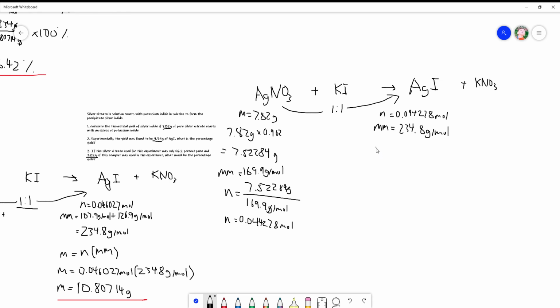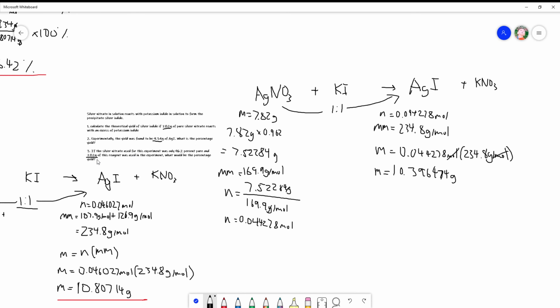And then we can find the mass. We just take the number of moles, 0.044278 moles, and multiply that by the molar mass, 234.8 grams per mole. Cancel out the moles, and then we get a total mass of roughly 10.396474 grams.